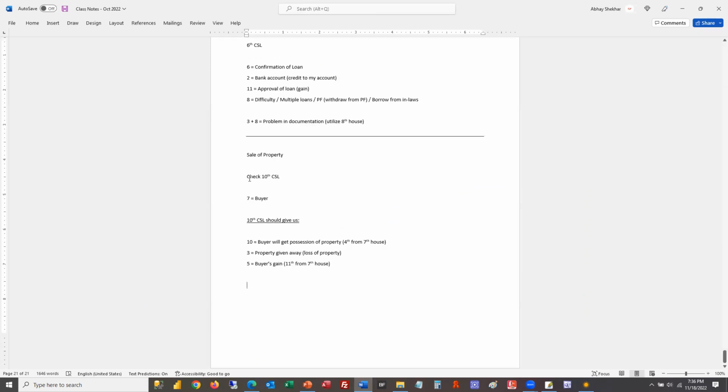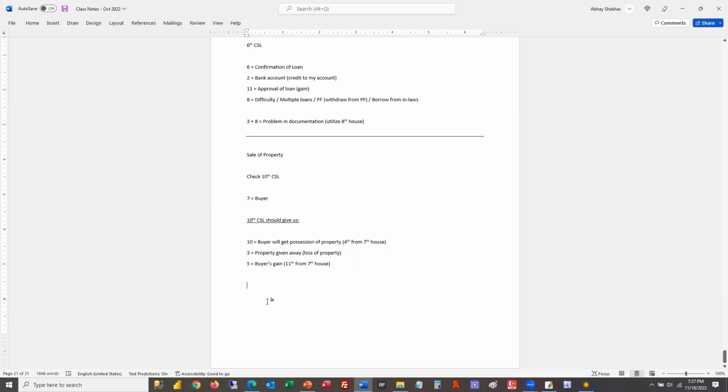So if somebody asks you, I want to sell the property, you will simply check the 10th CSL. If the 10th CSL is giving 10, 3, and 5, you can tell him, yes, you will be able to sell the property. So 10 is the buyer will get the possession. 3 is loss of property for the current owner. And 5 is gain for the buyer.